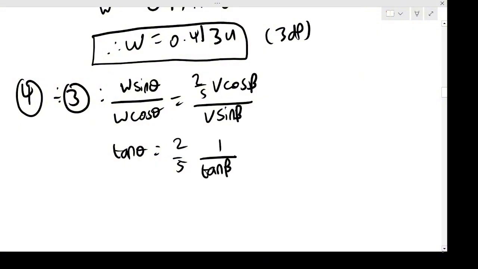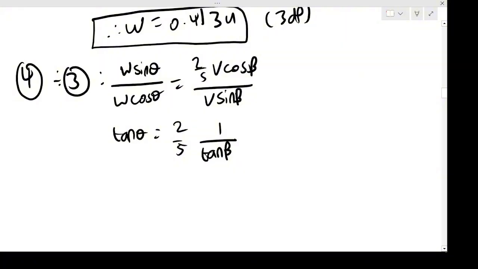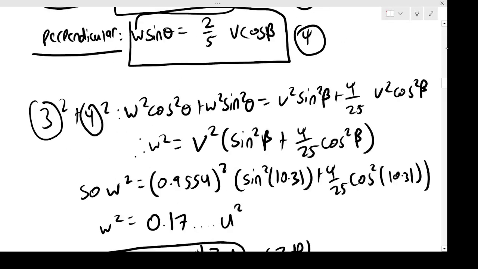So hopefully you can see that, right? Because we got cos over sine, which is the opposite to sine over cos, so we need to flip the tan. You might recognise that's cot, if you've seen it already. But hang on a minute, we can simplify this, because don't we know what tan beta is?